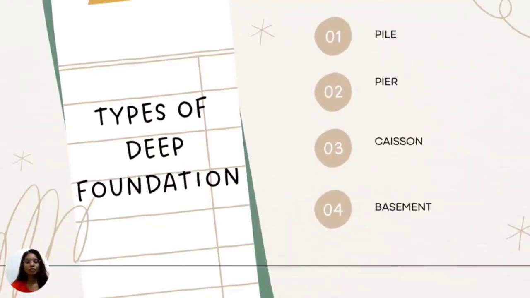There are two types of foundation: shallow foundation and deep foundation. The shallow foundation is the lowest part of the structure near the ground level, while deep foundation is the type of foundation which transfers building loads to the earth farther down from the surface than a shallow foundation. There are four types of deep foundation, which are pile, bifurcation, and basement.